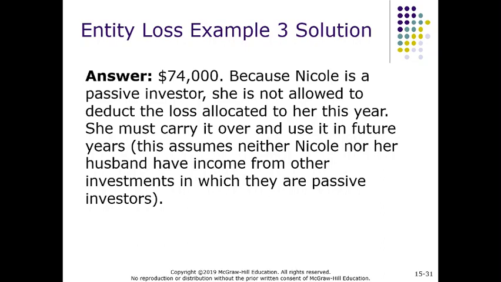And so this assumes, of course, that you don't have other passive income, because if you recall, you can only take passive losses and use them against other passive income. Well, if she has no other passive income, she can't deduct it. She has to wait till she has other passive income to deduct the $50,000 passive loss.